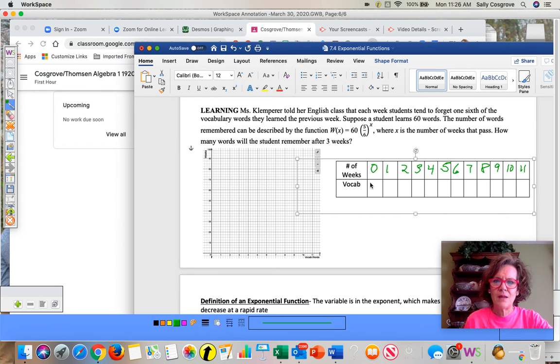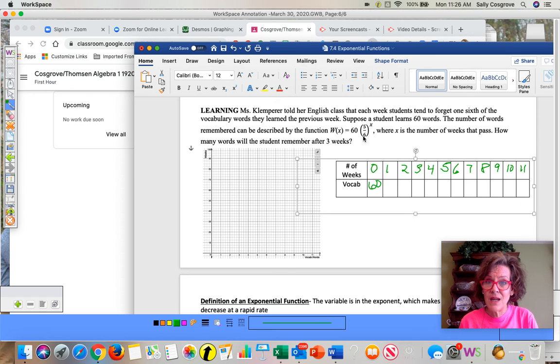So in the very first, at the very beginning, how many vocabulary words did we know? 60, right? So you can go back and look at your table. I also have it on my calculator. You can look at it on Desmos and pull off those values.